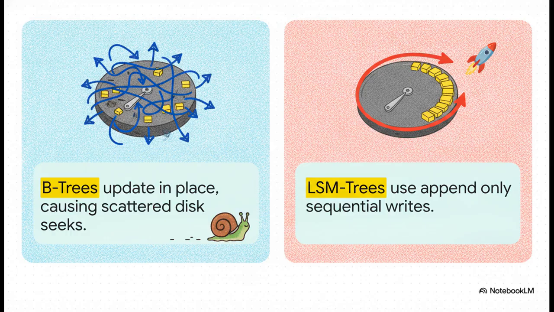So, the crucial takeaway here is the contrast between the dominant tech of the time and this new proposed solution. Traditional B trees updated data in place. That meant if you updated a record, the database had to go find that specific page on the disk and overwrite it, causing this scattered, jumping around chaos. The LSM-Tree proposed a radical alternative. What if we convert those random write seeks into high-speed sequential disk transfers using an append-only model?